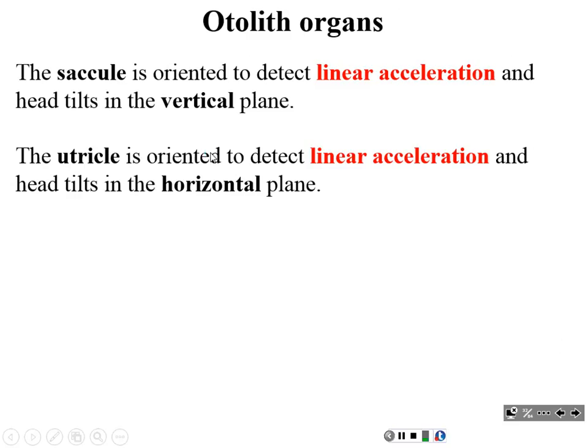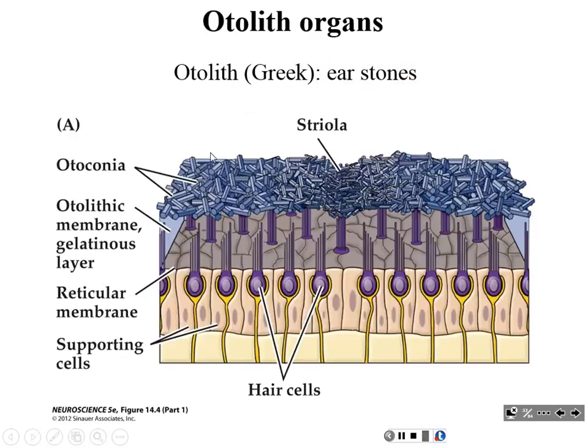What about the otolith organs? The saccule, as I mentioned before, is oriented to detect linear acceleration and head tilts in the vertical plane, while the utricle also detects linear acceleration, but in the horizontal plane. How do they work?